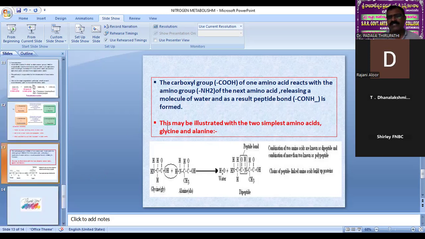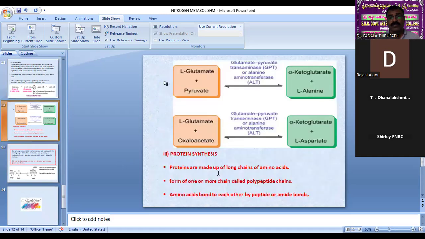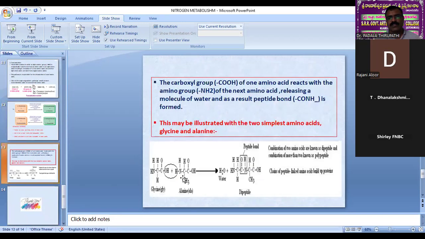So two amino acids bind to form a dipeptide bond. Like that, many amino acids form long chains, which form one or more chains called polypeptide chains. The polypeptide chains are amino acids bonded to each other by peptide bonds or amide bonds. This slide shows the dipeptide. This process leads to the synthesis of protein, or protein synthesis.